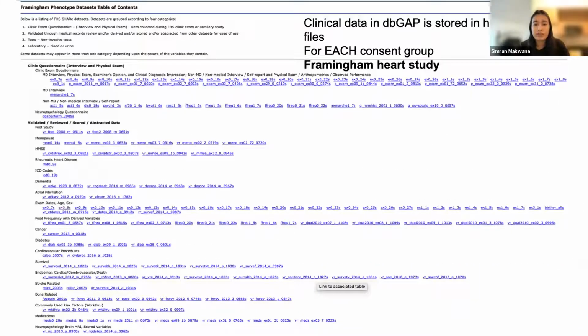So to speak a little bit about how PIC-SURE improves the user experience, I'll walk through a brief explanation of how data stored in dbGaP is traditionally stored and accessed. Clinical data in dbGaP is stored in hundreds of files for each consent group. For example, here we're looking at a small snapshot of the list of files for the Framingham Heart Study. Next slide, please.